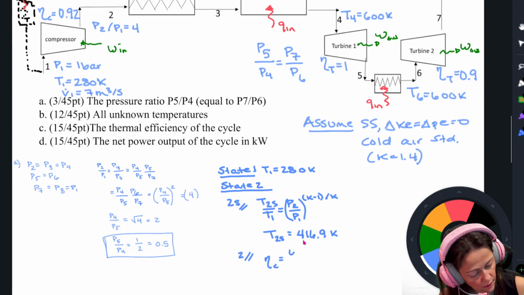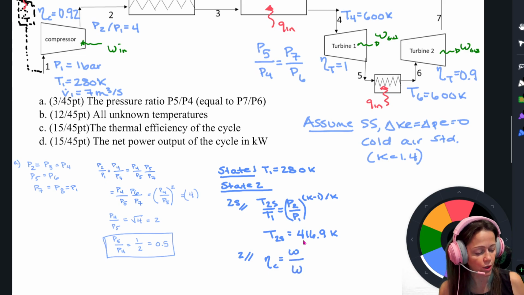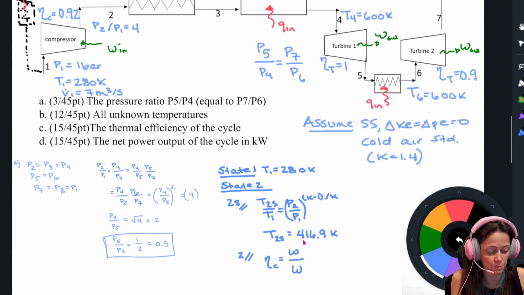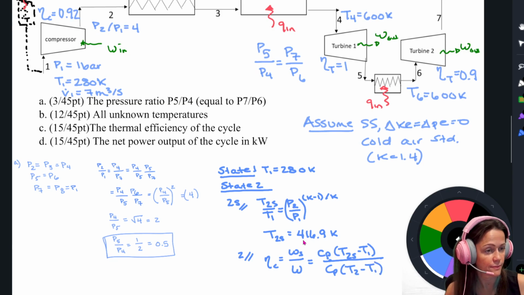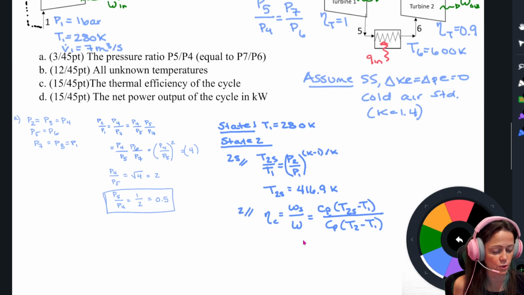And then state 2, I need to use that isentropic efficiency to relate the state at the end of that isentropic process to the actual process. So the ratio of the two works. Ideally, I wouldn't have to put as much work into this guy, so that's going to be the one on the bottom. So I get Cp times T2s minus T1 over Cp times T2 minus T1. All right, and so I'm just going to algebraically solve for that.